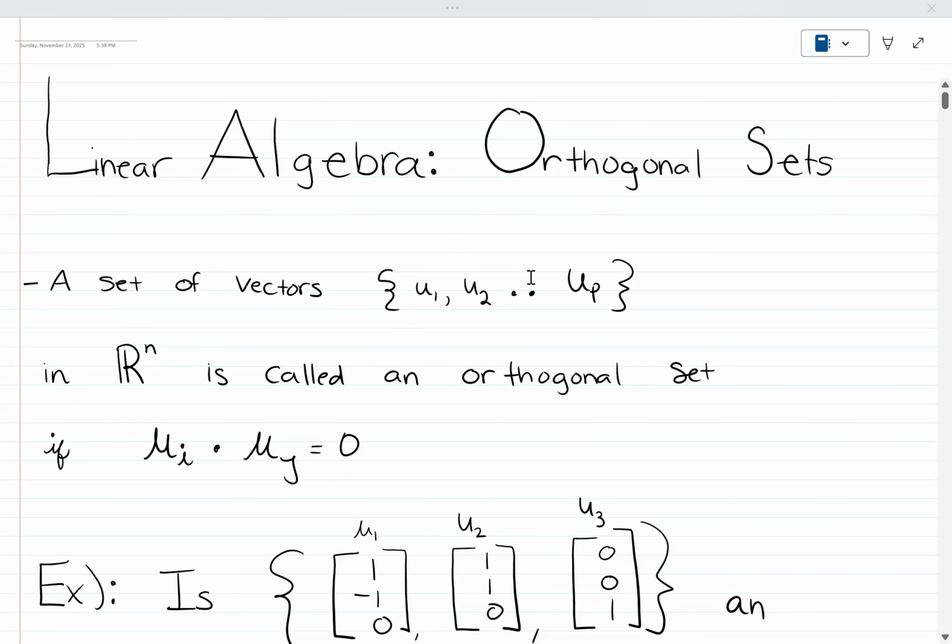You remember, I think in the previous video, we said orthogonal is the same thing as perpendicular. And if you multiply the two vectors out, it gives you a 0, right? Okay, so that's how it is in linear algebra. So let's do an example.